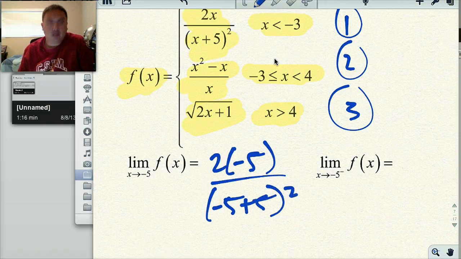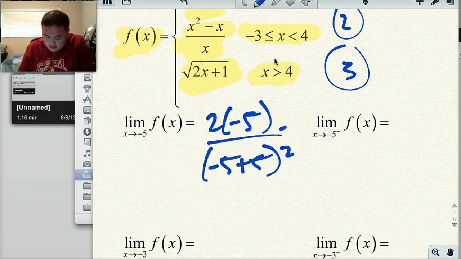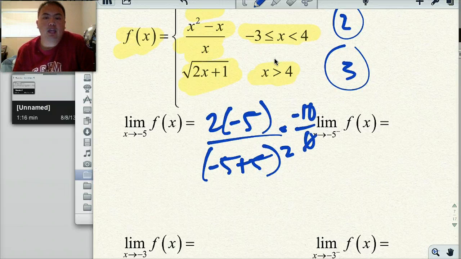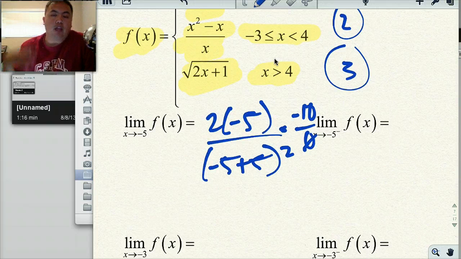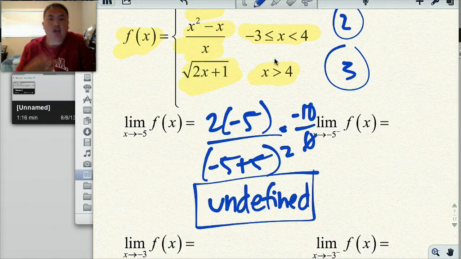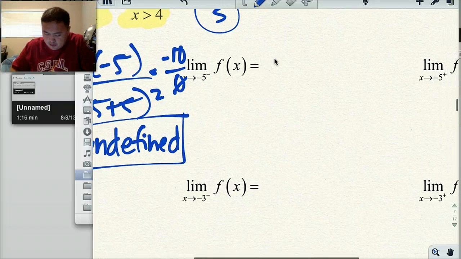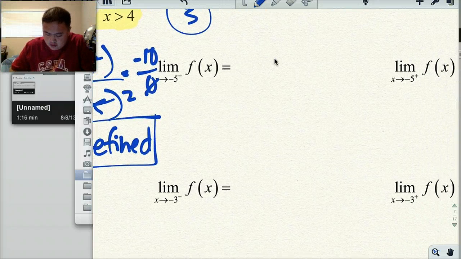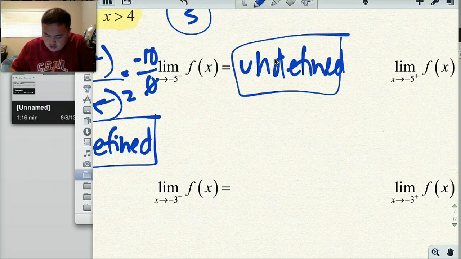Like so. On the top, I get negative 10. And on the bottom, I get 0. And remember what I told you, if you get a number divided by 0, right now that is undefined. And I'll explain to you how to solve those later on. But for right now, if you get a number over 0, undefined. And that'll be the same for these ones, the next 2 also. So from the left is undefined, on the right is undefined.